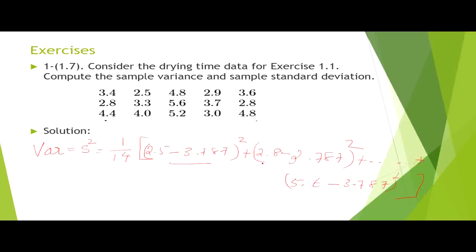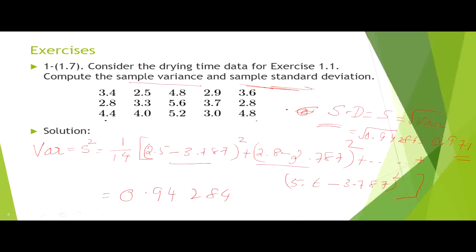Every term should be subtracted and then squared for 15 terms. So the answer when you use your calculator will be 0.94284. This is the sample variance. Now what is the next question? What is standard deviation? Standard deviation is s, which is the square root of the variance. So square root of 0.94284 is again 0.971. That is the standard deviation. That's done. So we are done with this problem.